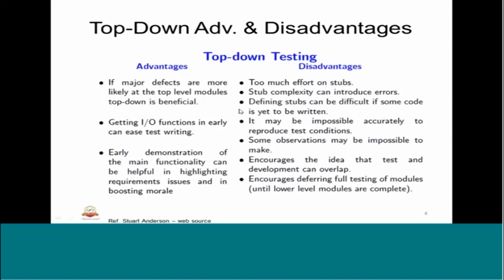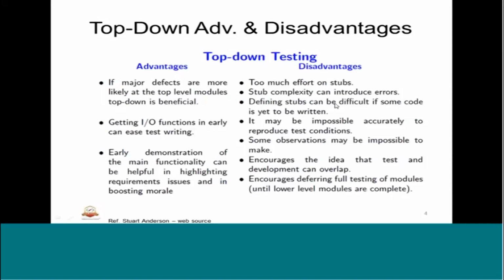Now let us look into the disadvantages of top down. It's too much effort for stubs. You know that top down requires stubs because low level modules are not ready or not enough to test. Then we may have to live with the test stubs for the low level modules. And also another problem is while developing the stub, if it is more complex, it can inject some additional issues or introduce errors. That's a disadvantage.